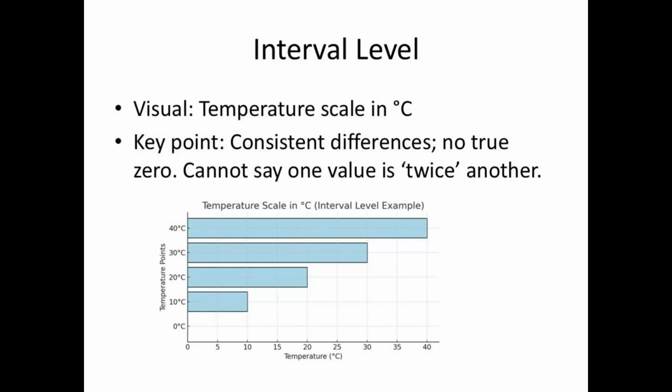At the interval level, the data are numerical, and the differences between values are meaningful and consistent. A good example is temperature in degrees Celsius. The difference between 20 degrees Celsius and 30 degrees Celsius is the same as between 30 degrees Celsius and 40 degrees Celsius, a 10-degree change. But here's the catch: there is no true zero. 0 degrees Celsius does not mean no temperature. It's just a point on the scale. Because of this, we can calculate differences, but we can't say one temperature is twice another.